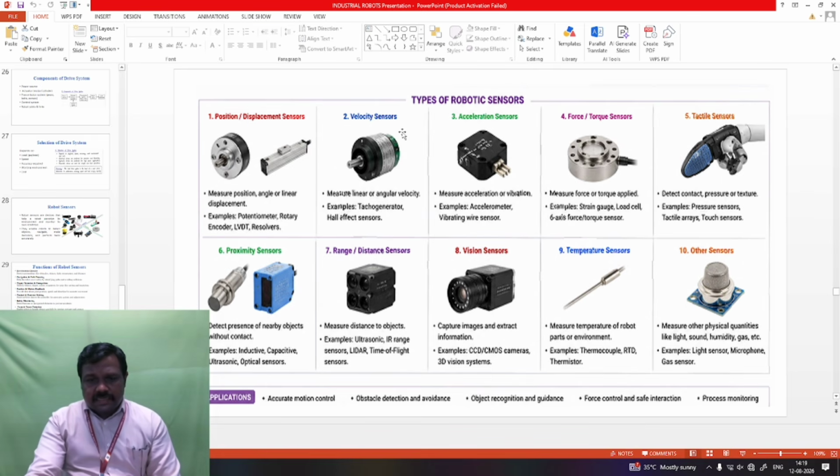Then is the vision sensor. A vision sensor captures images and extracts information; examples are cameras and 3D vision systems. Then there is the proximity sensor, which detects presence of a nearby object without contact. Examples are capacitive, ultrasonic, and optical sensors. The different applications of sensors are accurate motion control, obstacle detection and avoidance, object recognition and guidance, force control and safe interaction, and process monitoring.